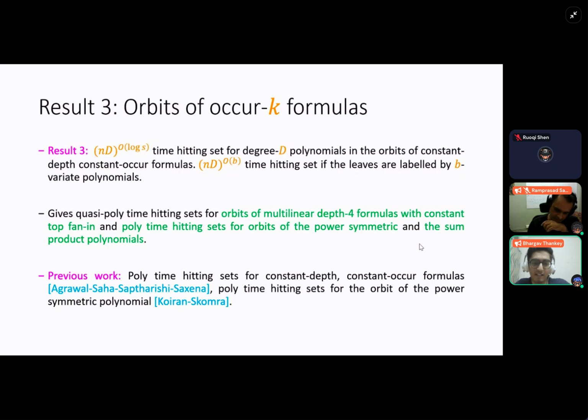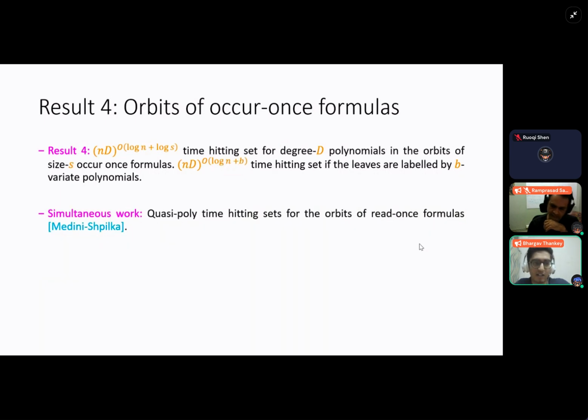And polytime hitting sets were known for the orbit of the power symmetric polynomial because of the work of Koiran and Skomra. Our fourth and final result is an (nd)^{O(log n + log s)} time hitting set for degree d polynomials in the orbits of size s occur-once formulas, and this improves to an (nd)^{O(log n + b)} time hitting set if the leaves are labeled by b-weighted sparse polynomials. In a simultaneous and independent work, Medini and Shpilka gave a quasi-polynomial time hitting set for orbits of read-once formulas.